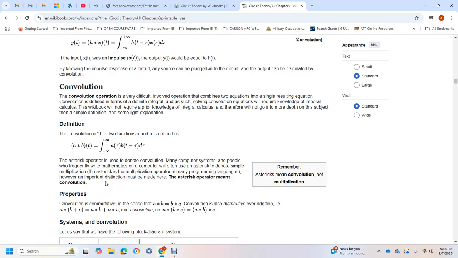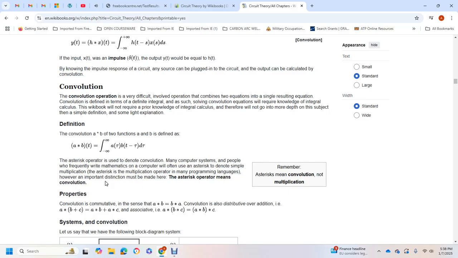Definition: the convolution of A and B, for two functions A and B, is the integral from negative infinity to infinity of A(τ) times B(t minus τ) dτ. The asterisk is the operator used to denote convolution.